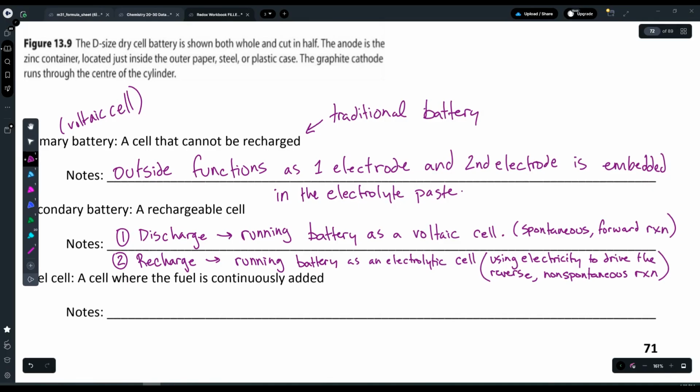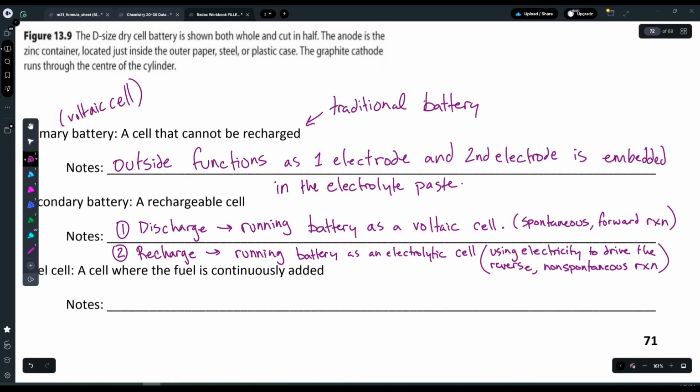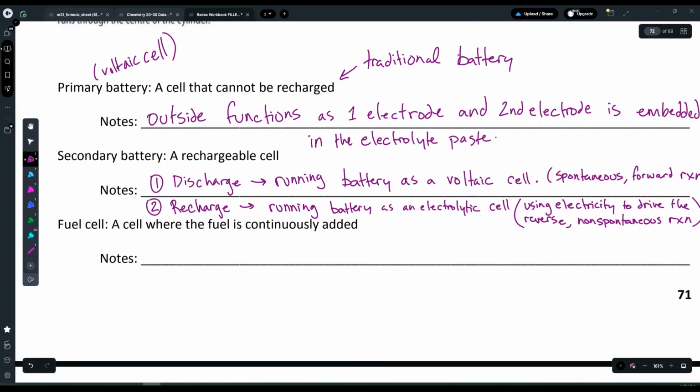And then the second mode is the recharge mode, where you're running the battery as an electrolytic cell. That means we're using electricity to drive the reverse reaction, which is non-spontaneous. Again, RXN just stands for reaction. Okay, then last but not least, we have fuel cells. That's a cell where the fuel is being continuously added.